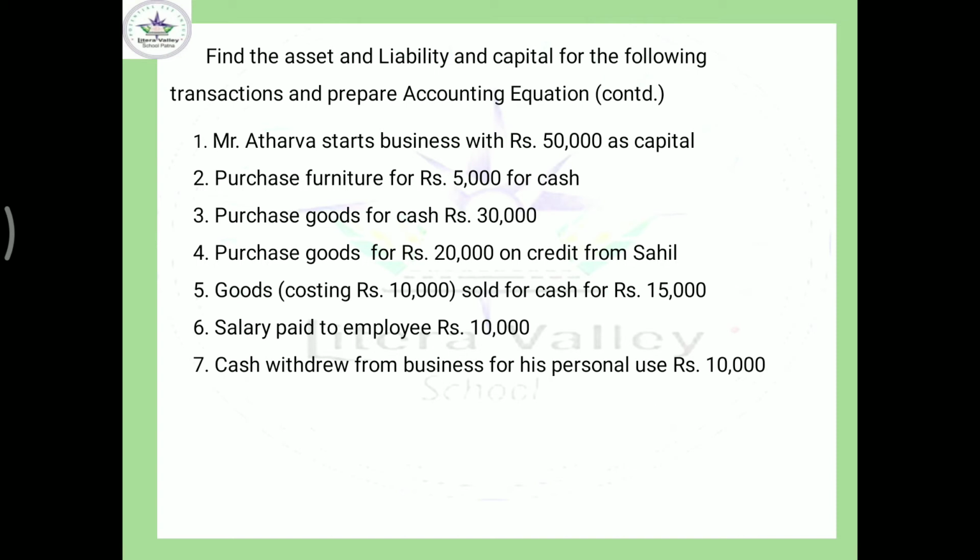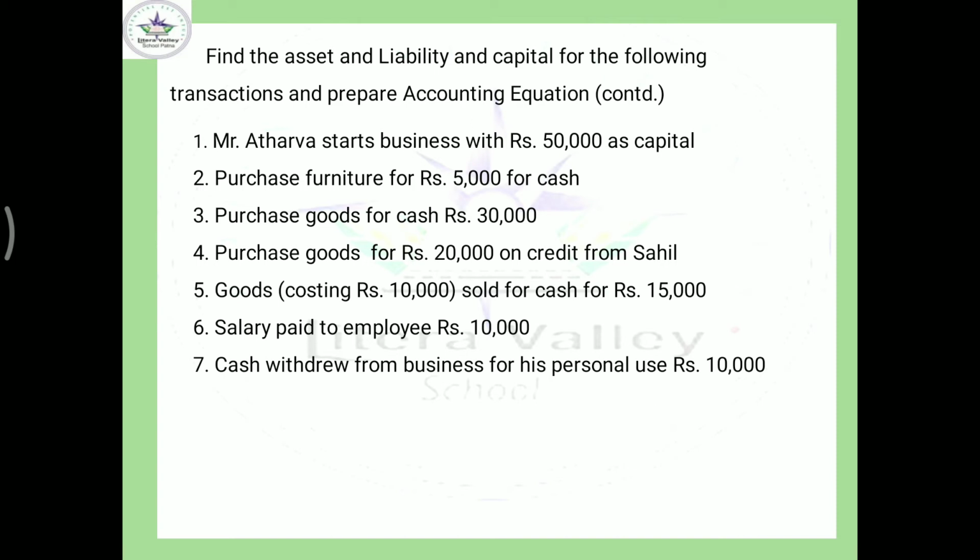The amount withdrawn by the proprietor from the business is known as drawing. And what is the treatment for drawing? Drawing should be deducted from capital for the accounting equation. So how will it impact? It will reduce cash balance by 10,000 and capital balance will also be reduced, isn't it? Now you can see the solution for this one.